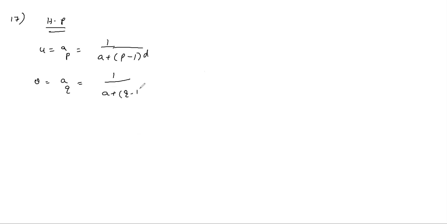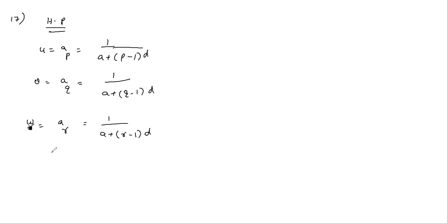Given the pth, qth and rth terms of an HP as u, v, w respectively, find the value of the expression. The pth term is 1 by a plus (p minus 1) into d, which is u. The qth term is 1 by a plus (q minus 1) into d, which is v. And w is the rth term, 1 by a plus (r minus 1) into d. These are the HP pth, qth and rth terms.